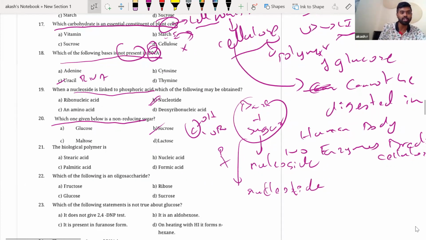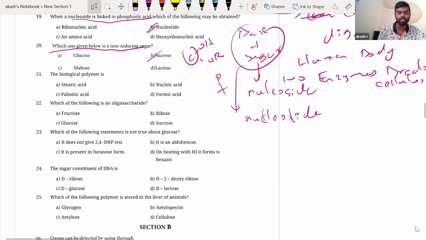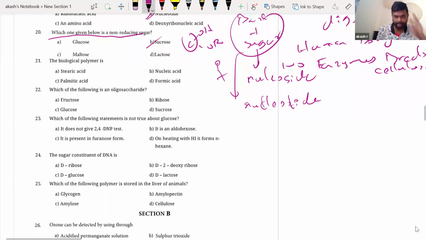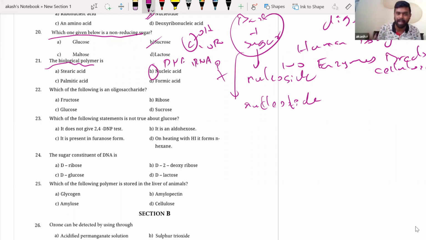Okay, next. The biological polymer is what? Quick, what is the answer? Biological polymer means it exists in nature; we don't have to prepare it. Nucleic acid. This is my DNA, RNA. These are naturally occurring polymers. Stearic acid is not even a polymer. Palmitic acid is not a polymer. Formic acid is just HCOOH. None of them is a polymer. And obviously nucleic acid is a biological polymer because it is inside our body. It is produced by nature.